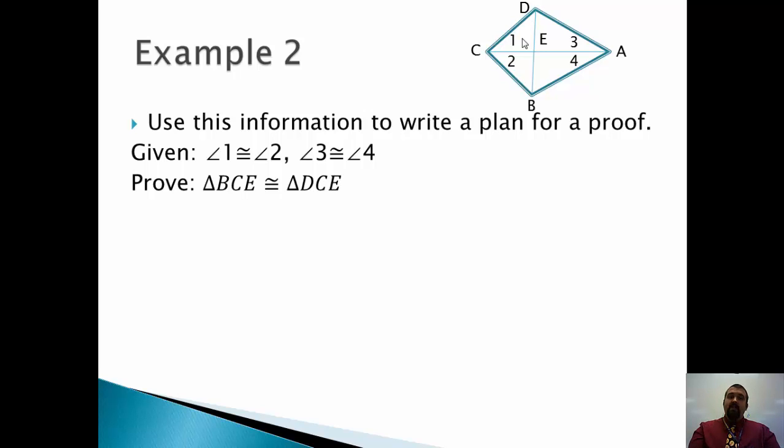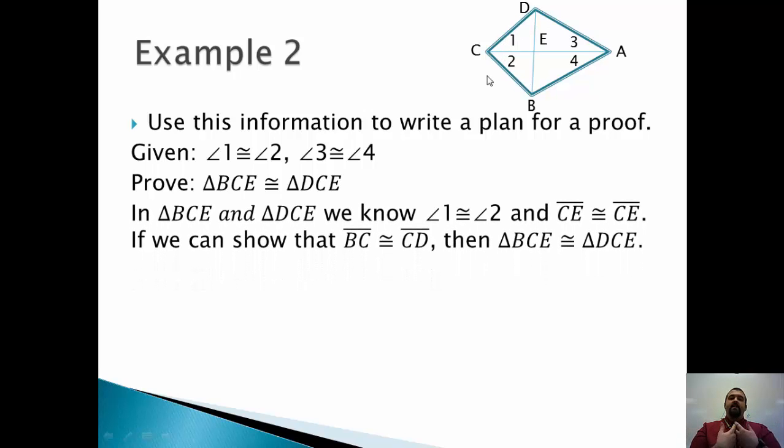Well, I already have one of their angles matching up. And I think I also have segment CE here. It's congruent to itself. So I have a side and an angle. If I could show that the last side here, segment CD and segment CB are congruent, I would have two congruent triangles. And that's what I'm going to say here.